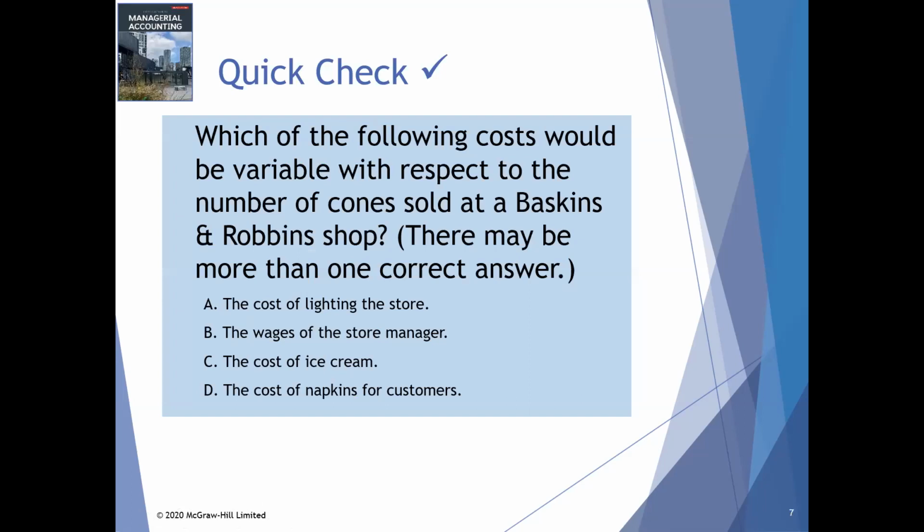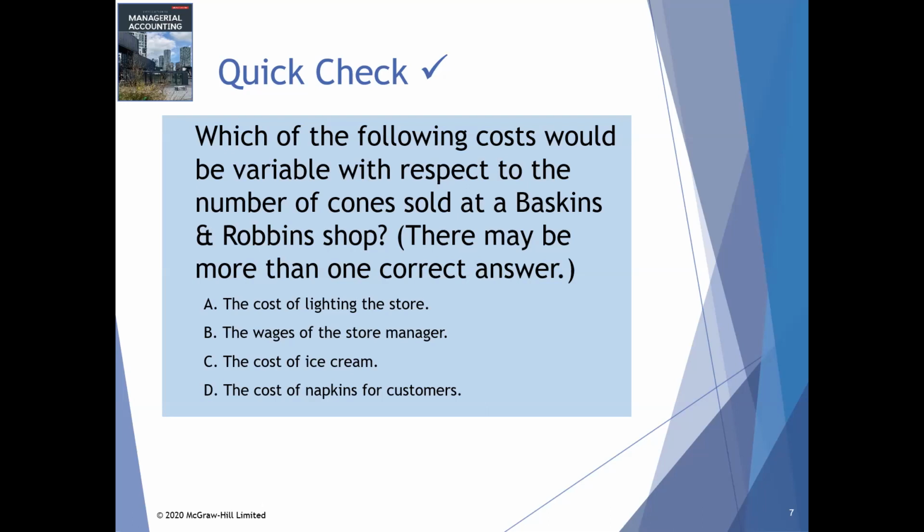Now, this is a question in front of you. So what you need to do, look at this, the quick check. Which of the following costs would be variable with respect to the number of cones sold at the Baskin Robbins shop? There may be more than one correct answer. You need to send your answer directly to me in the chat. Directly means not to everyone. I'll check it. I'm giving you 1 or 2 minutes.